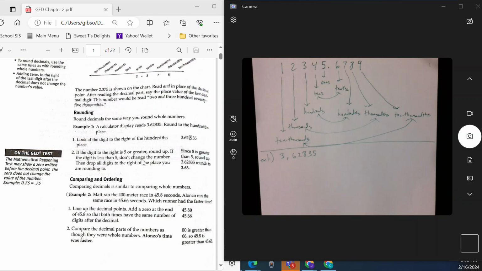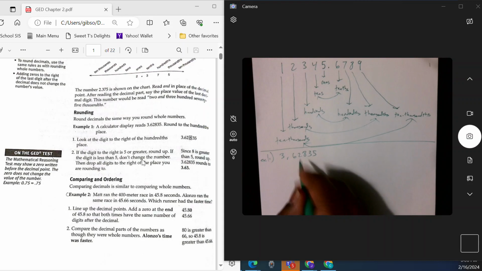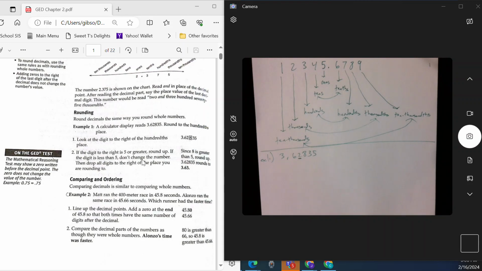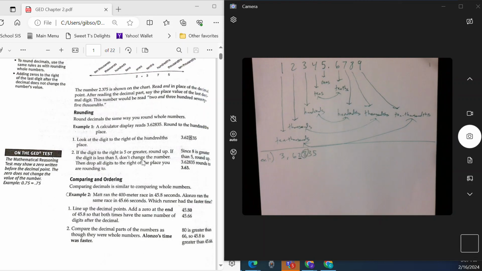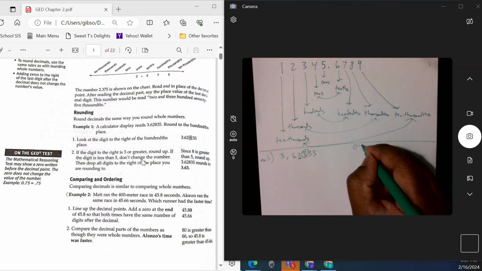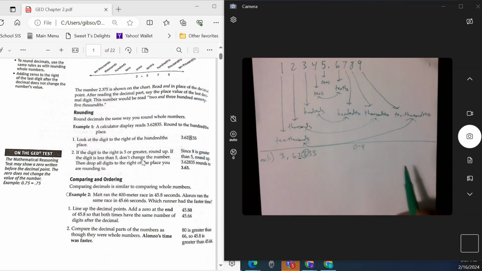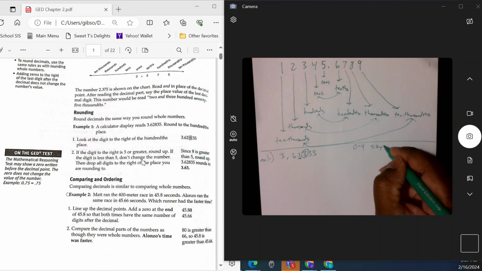Okay, so first, we look behind this decimal and we have to find the hundredths place. So remember, the first digit behind the decimal is the tenths. The second digit is the hundredths. So this is the hundredths place, the 2. But remember, just like we rounded before in front of the decimal, we go to the right of the place value we want to round. Now, there are some rounding rules here. We know 0 to 4, if the digit to the right is 0 to 4, it stays the same.